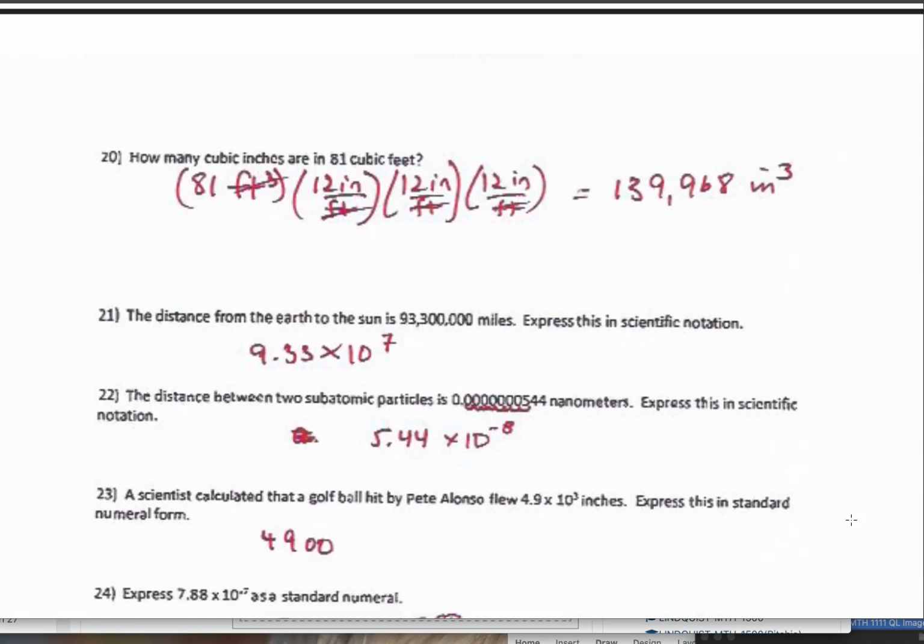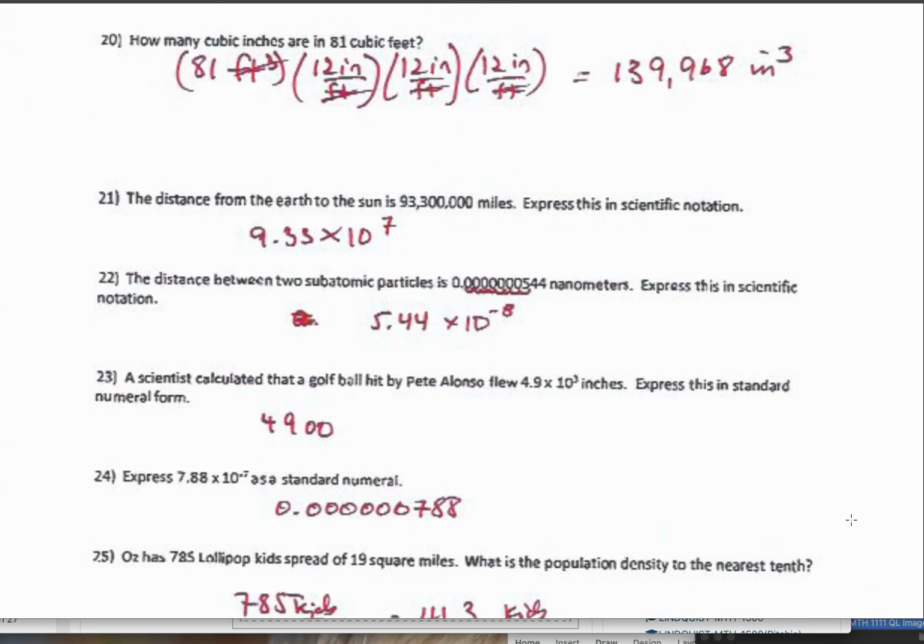Number 20. How many cubic inches are in 81 cubic feet? So we're going to convert from feet to inches. I'm going from 81 cubic feet to how many inches. Since I have feet cubed, I have to do the conversion 3 times: 12 inches per foot, 12 inches per foot, 12 inches per foot, once for each of those feet cubed. And I do the cancellations, the alien abductions, whatever you want to call them.